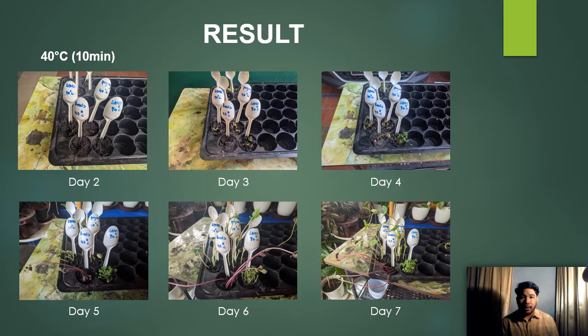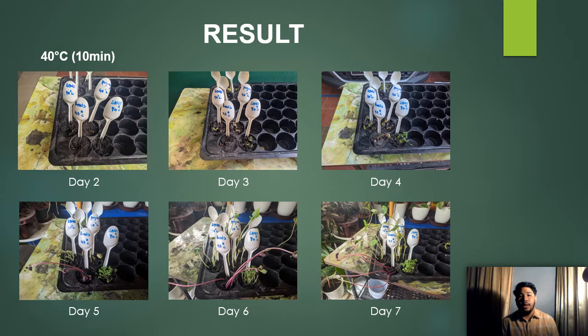Okay, so next I'm going to present the results of this mini experiment. I'm going to start first with the 40 degrees Celsius mini experiment. On the second day, we can see that the seeds have begun to germinate. Next, on the third day, shoots have appeared from the germinated seeds. On the fourth day, the shoot growth is getting bigger.